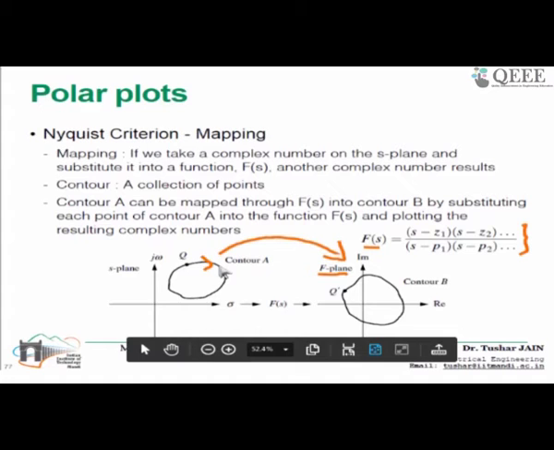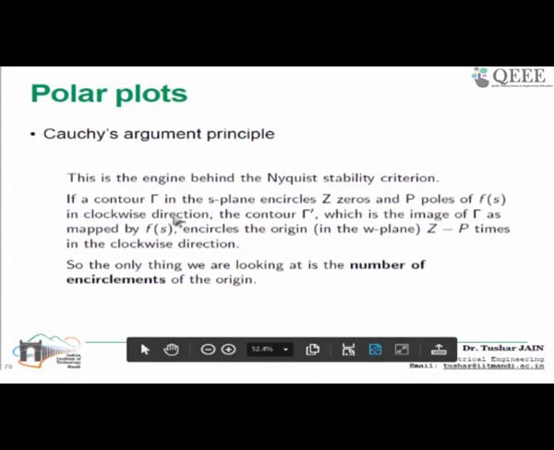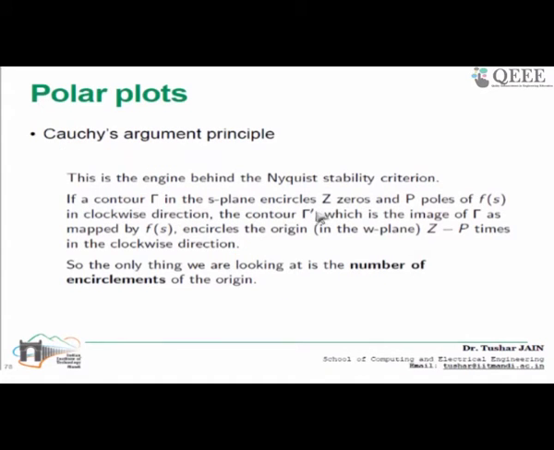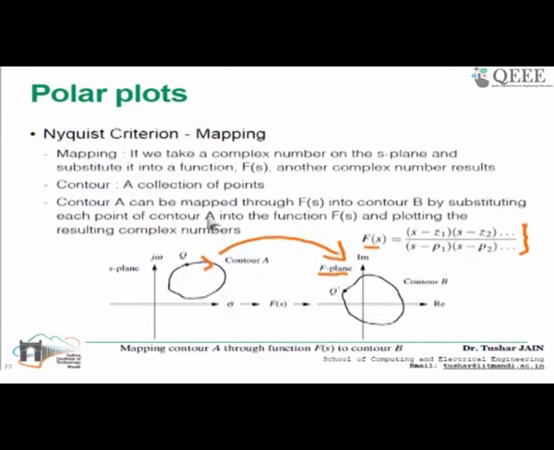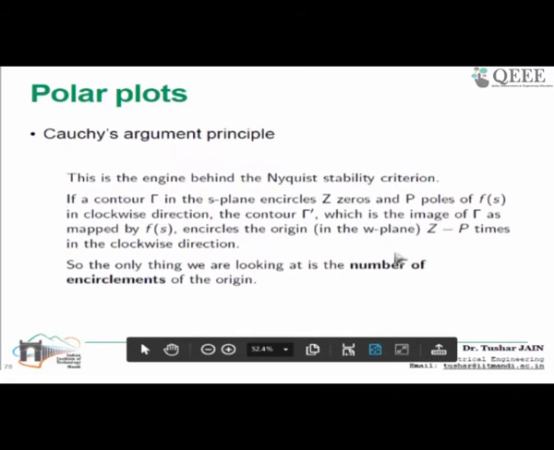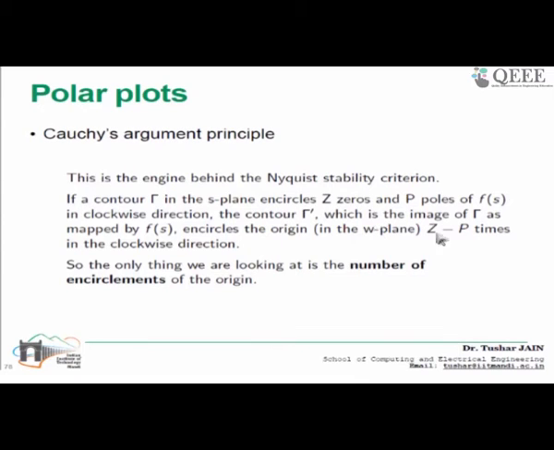Okay, in which direction is it circling? In the clockwise direction. The contour tau prime, which is the image of big tau as mapped by F(s), encircles the origin in the W plane, the new plane, Z minus P times in the clockwise direction. So this is Cauchy's argument principle. Using that principle we derive the Nyquist stability criterion. So the only thing we are looking at is the number of encirclements of the origin.